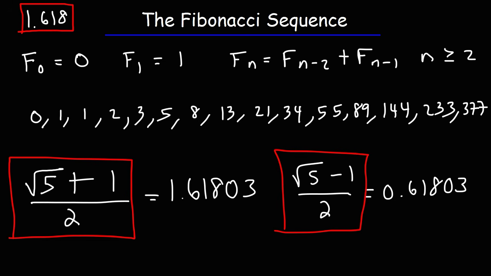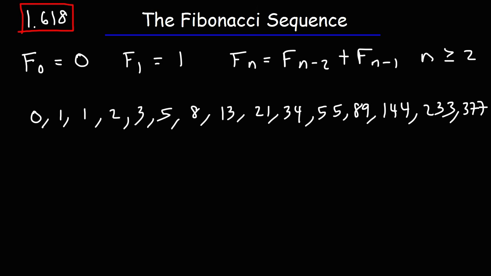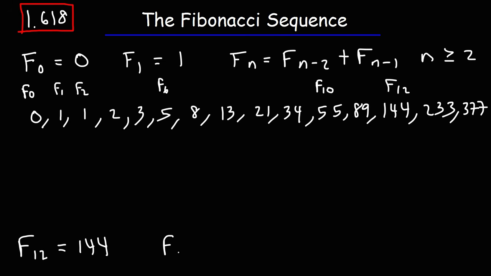So here's a question for you. We know that f sub 12 is 144. As we said before, this is f sub 0, f sub 1, f sub 2. This is f sub 6, f sub 10. So f sub 12 is 144. Knowing that, what is the value of f sub 20? How can you estimate f sub 20 or even calculate the exact value instead of just adding numbers in a sequence?